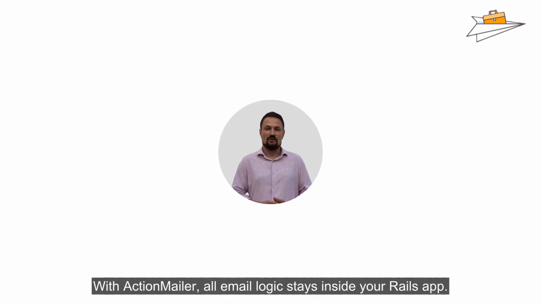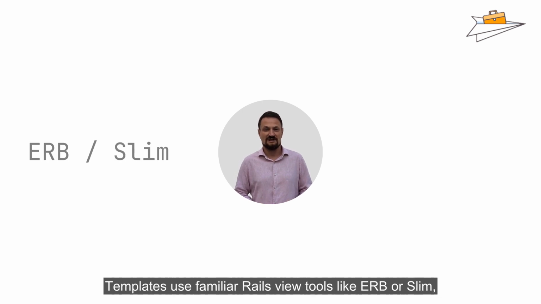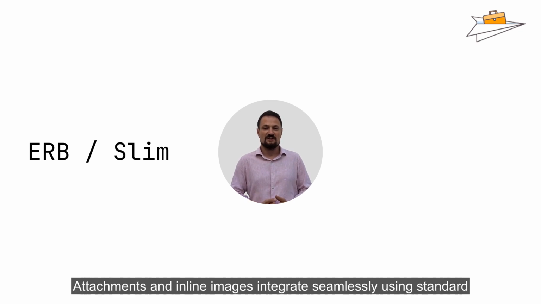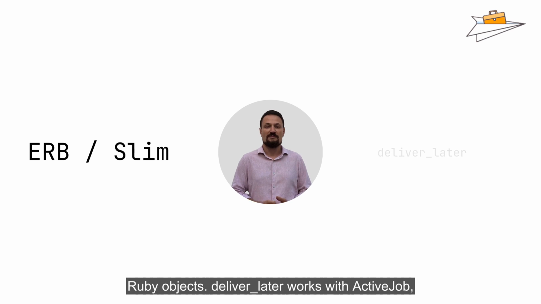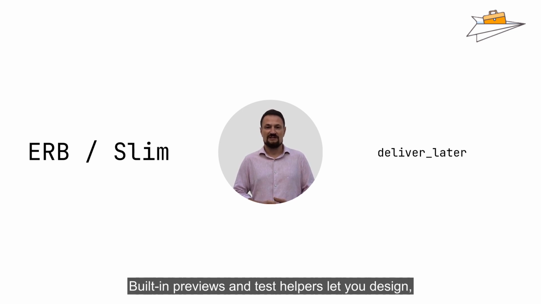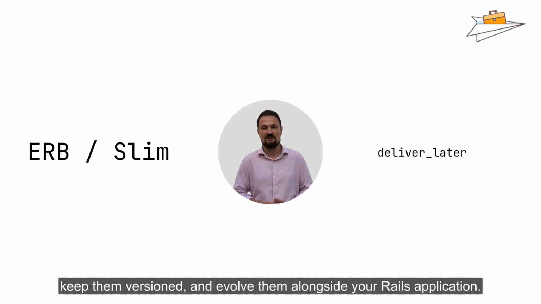With ActionMailer, all email logic stays inside your Rails app. Configuration is centralized, and mailer methods feel like normal controller actions. Templates use familiar Rails view tools like ERB or Slim, making personalization easy. Attachments and inline images integrate seamlessly using standard Ruby objects. deliver_later works with ActiveJob, providing background retries and scheduling with minimal code. Built-in previews and test helpers let you design, debug, and test emails without sending them live. This makes it straightforward to ship production-ready emails, keep them versioned, and evolve them alongside your Rails application.